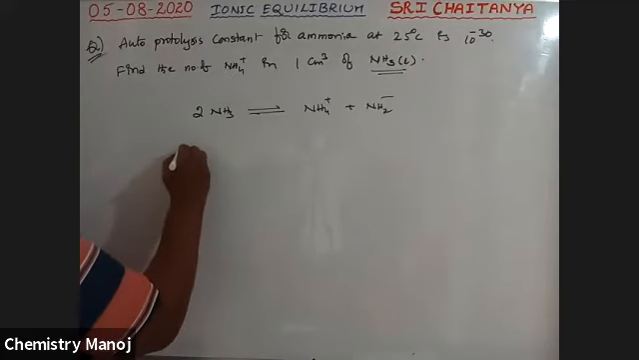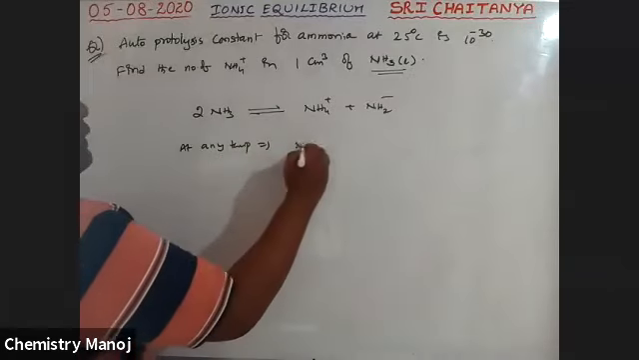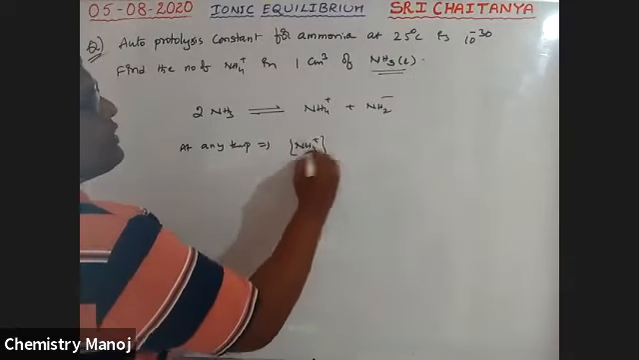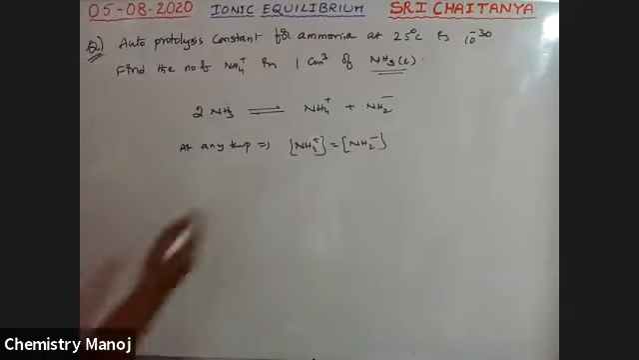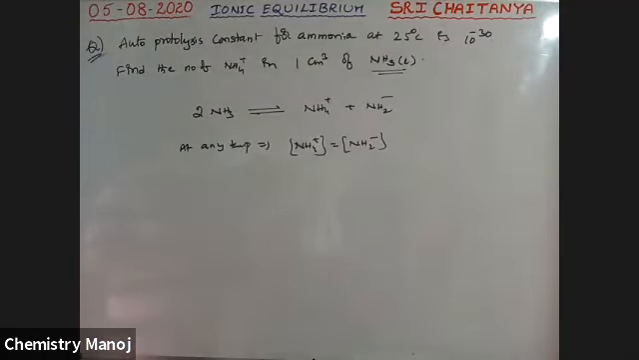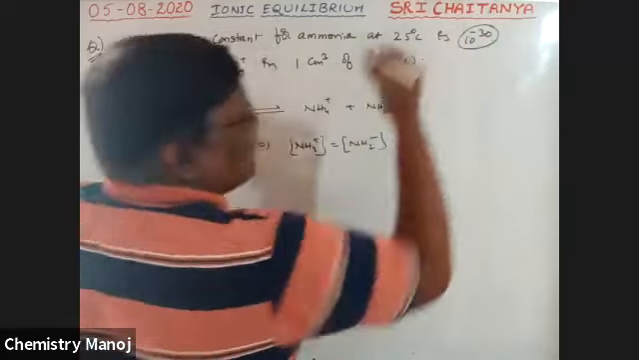So, at any temperature, NH4+ ion concentration is equal to NH2- ion concentration, just like H+ and OH-. Okay, so he gave that it is 10 power minus 30.